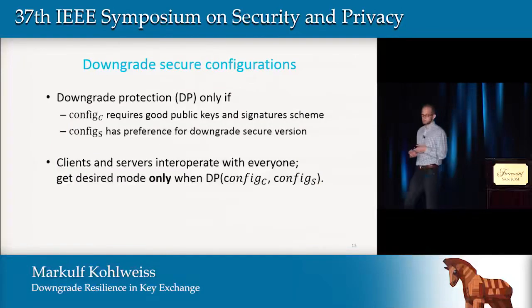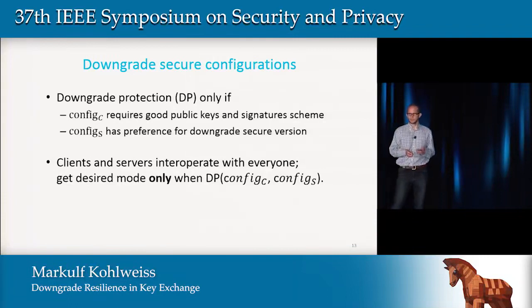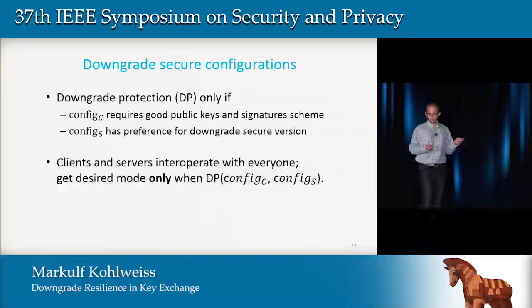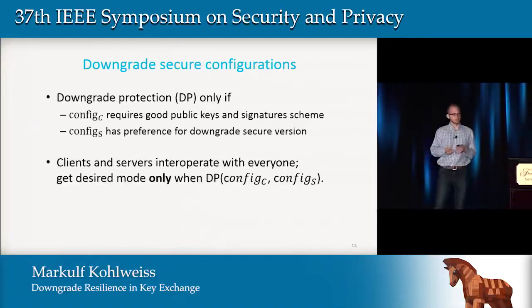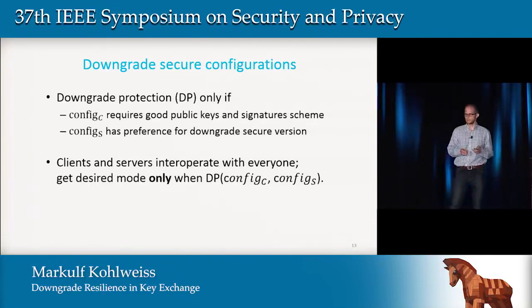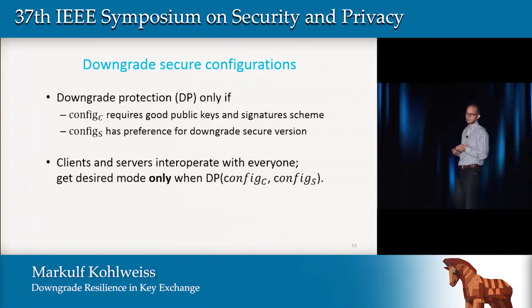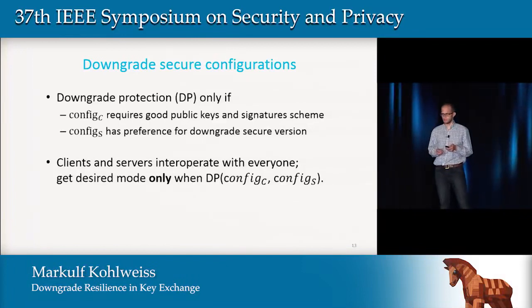More formally, to capture this stronger attacker model, we formally define a downgrade predicate, DP, that holds when a client and server configuration jointly provide downgrade security to the first party. Here the client; you can swap things around to define downgrade security for the server. For TLS, I give this primarily as an example, the details can vary. The predicate requires that the client demands good public keys and signature algorithms, and that the server expresses a preference for a downgrade-secure version in its protocol. We'll get back to this requirement when we analyze TLS 1.3.